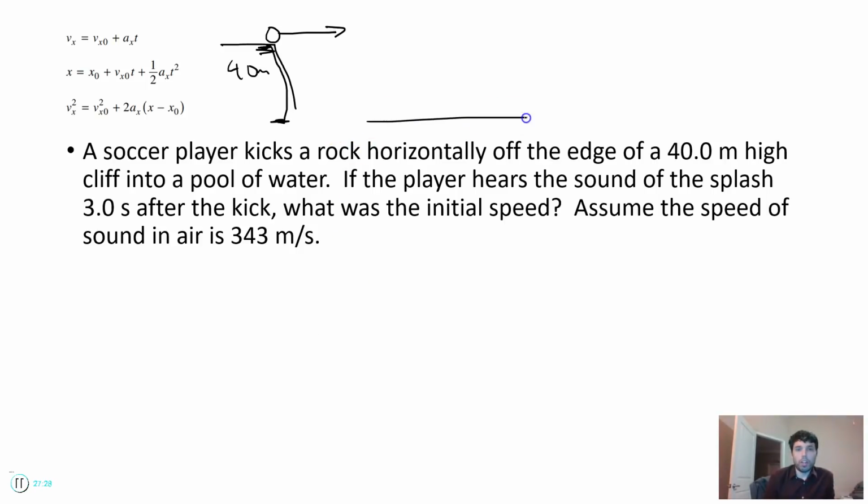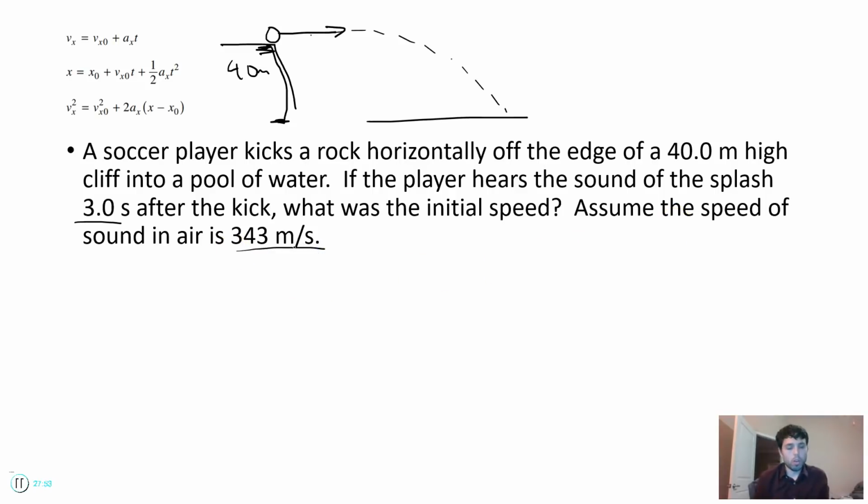So a pool of water down here. And it's going to make a splash. And 3 seconds. The student who kicks it hears the splash 3 seconds after the kick, right? And it's asking us what the initial speed was, and also gives us the speed of sound through air. It's 343 meters a second.